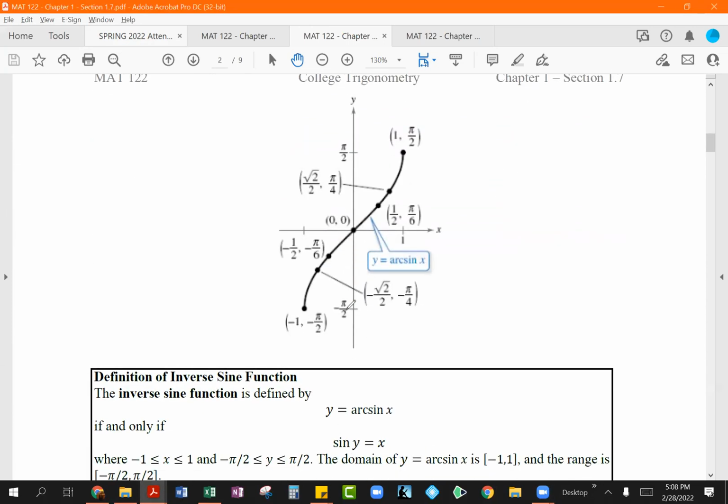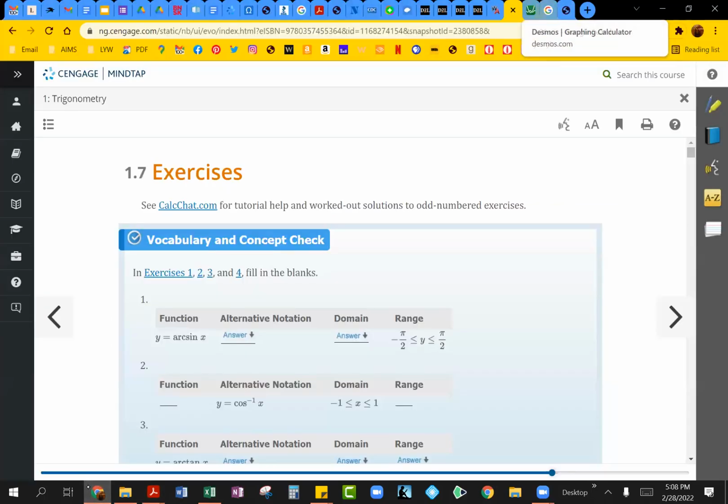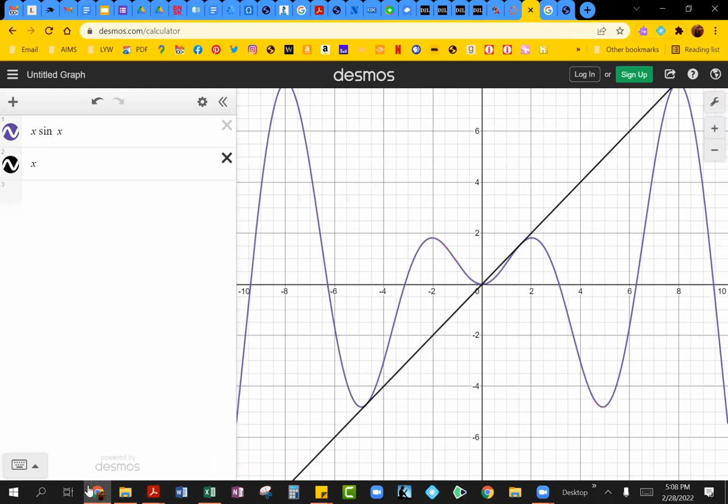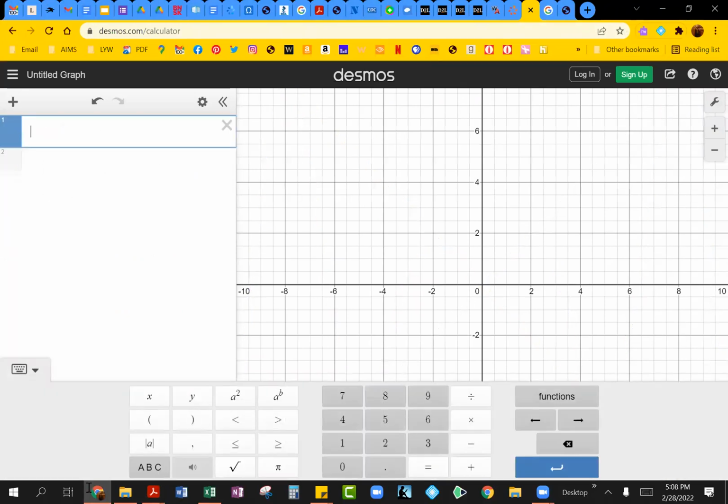And this is what the graph looks like. If you remember with, let's see if we can go back to Desmos. If you remember with inverse functions, when you look at the graphs, they are reflections of each other with respect to the line y equals x. So let's go ahead and do that. So this is your line of reflection, the y equals x.